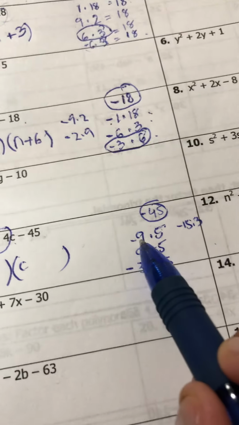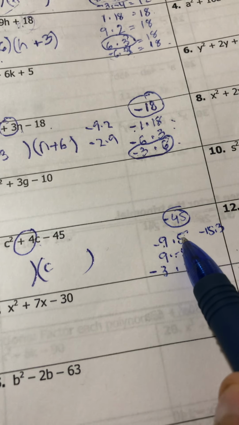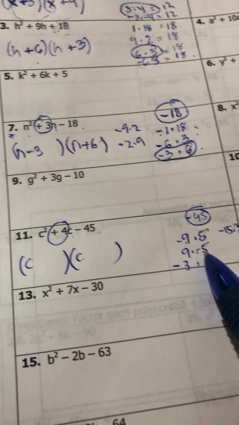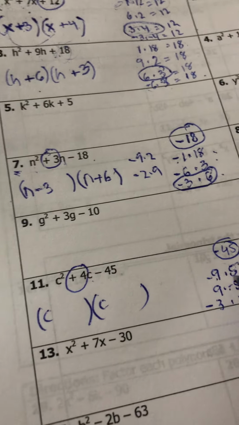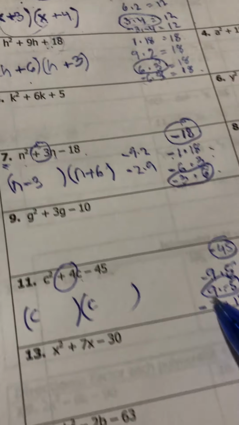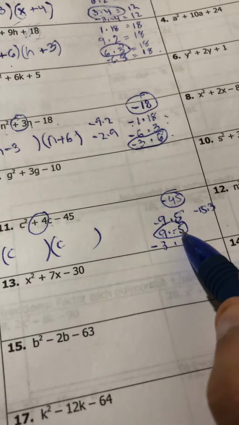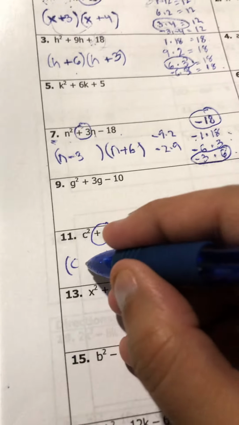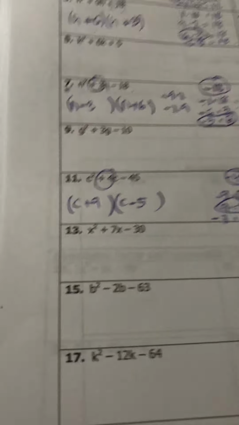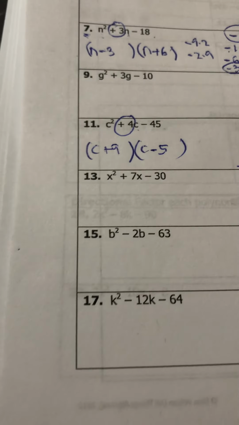So if I add negative 9 and 5, it gives me negative 4. But if I add 9 and negative 5, it gives me a positive 4, right? So this will be my correct option for the binomials. Because it's positive 9 and negative 5, I'm going to write c plus 9 and c minus 5. You can always check your answers.